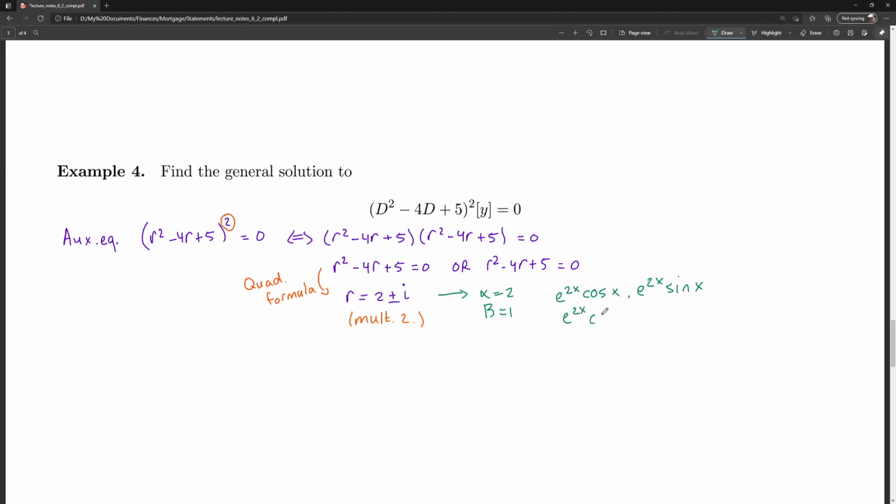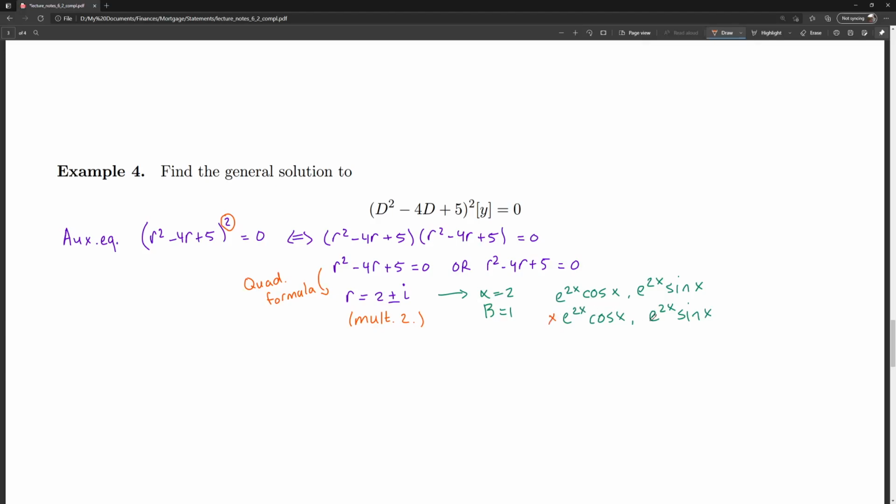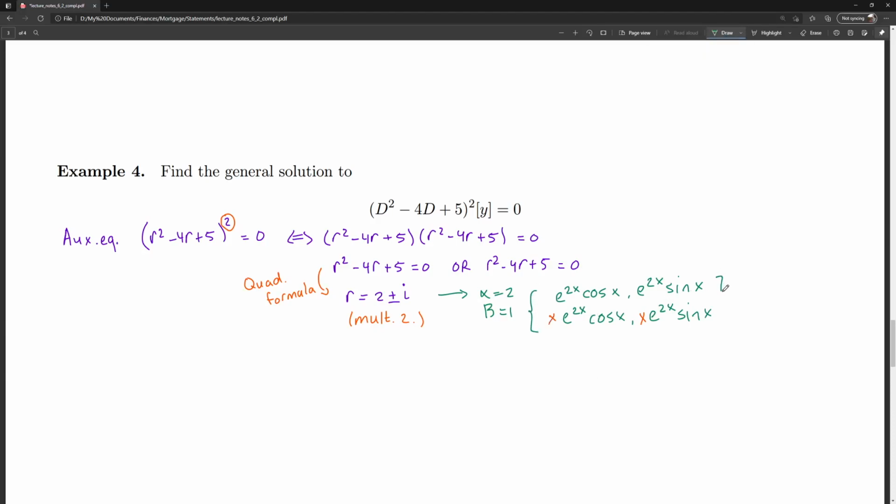But because these roots both have multiplicity 2, we have to repeat these basic parts, but now we have to put a power of x in front of them. So we have x e to the power 2x cosine x and x e to the power 2x sine x. These are the ingredients for our general solution.